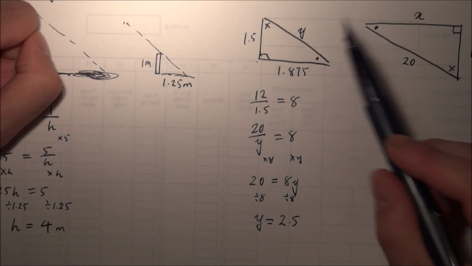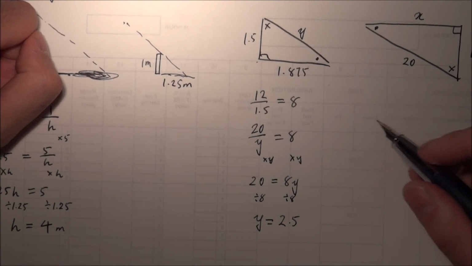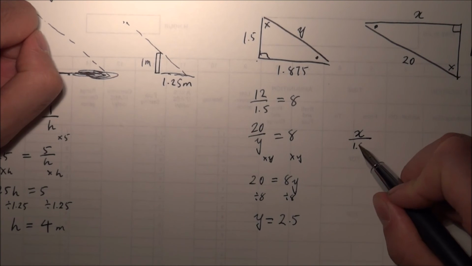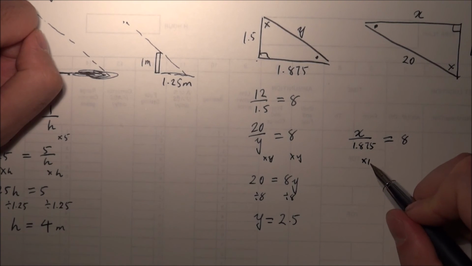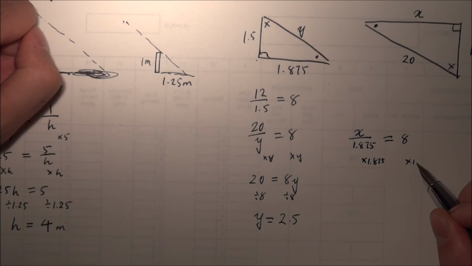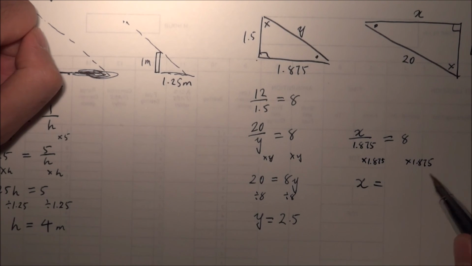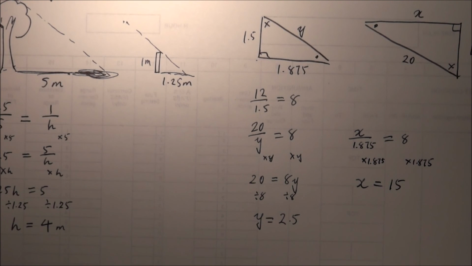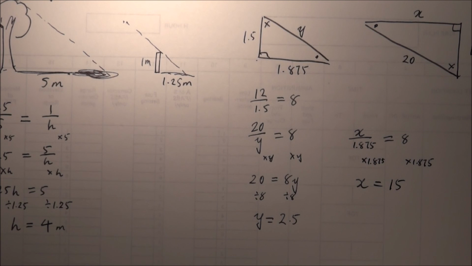And similarly for the other unknown side, x over 1.875 also has to equal 8. This way it's quite straightforward. Times 1.875, and we end up with x equals 8 times 1.875, which is 15. So just by using the principles of similarity, we could establish the unknown sides on various figures.